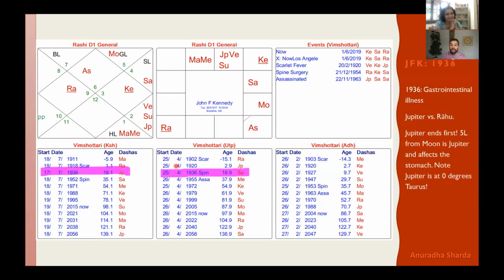So this is another time he had a problem. This was around the time of his gastrointestinal disease. So it is Saturn and Jupiter starting, but I'm interested in Rahu and Jupiter ending. If I now compare these, I see that Rahu ended in July and Jupiter ended in April. So Jupiter could be the culprit? Yes, could be the one.